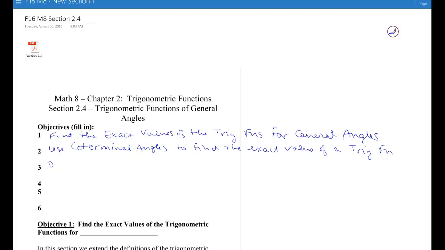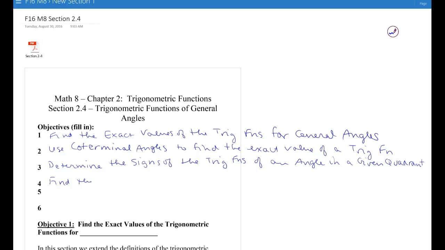Then we're going to determine the sign, and this is SIGN, positive or negative. Determine the signs of the trig functions of an angle in a given quadrant. Then the fourth objective is going to be to find the reference angle of a general angle.